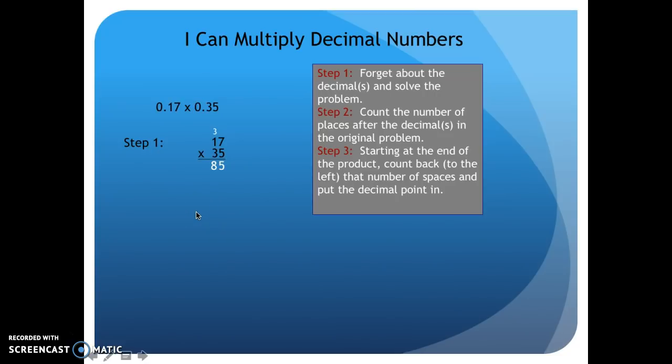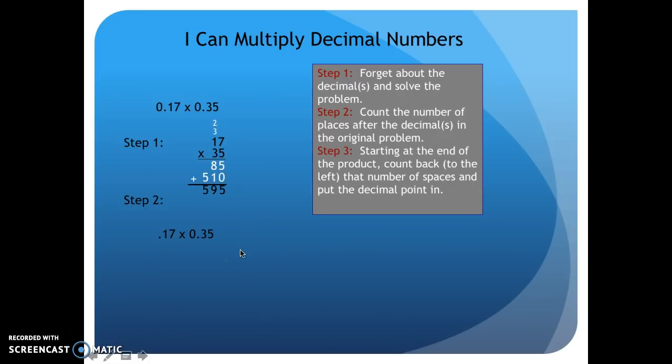Before I take 3 times 7, I need to have my 0 the hero because I've moved on to the tens place. Now I can do 3 times 7, which is 21. Carry my 2, put down the 1. 3 times 1 is 3, plus 2 is 5. I'm going to add these up. All right, so I have 595 for my answer.